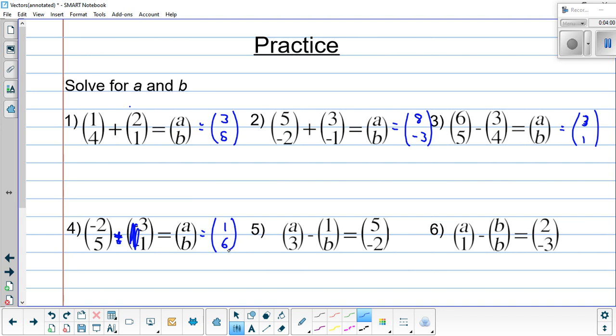Now for these ones, well, A minus 1 equals 5, so 6 minus 1, so A equals 6, and then 3 minus something equals B. Well, we want to get to negative 2, so B has to be negative 5, right? Because 3 to 0 is 3, and then we have to take away 2 more.